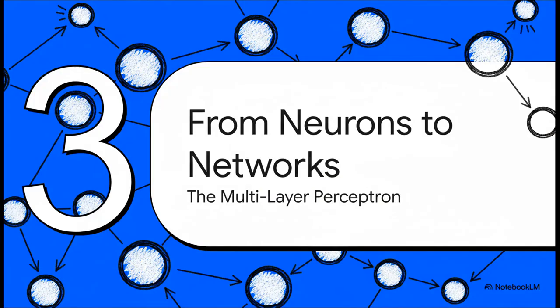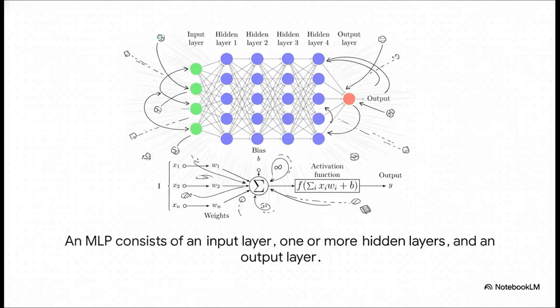Okay, so we've got one neuron down. Now let's start stacking them together to build a full network. This structure is called a multi-layer perceptron, or MLP for short. An MLP is basically just layers of these neurons. You've got an input layer where the data comes in, one or more hidden layers in the middle, and then a final output layer that gives you the answer. The really cool part is that as data flows through, each layer learns to recognize more and more abstract features.